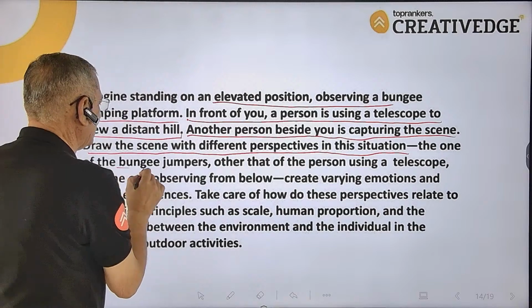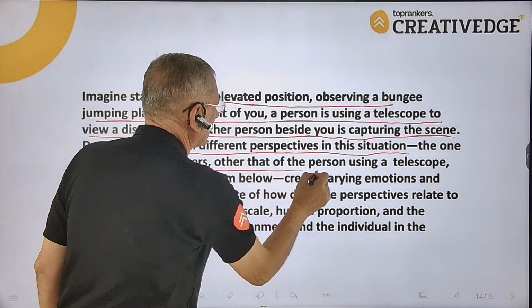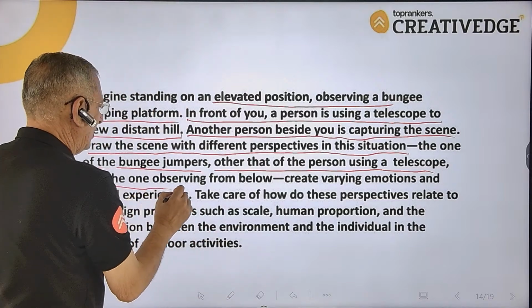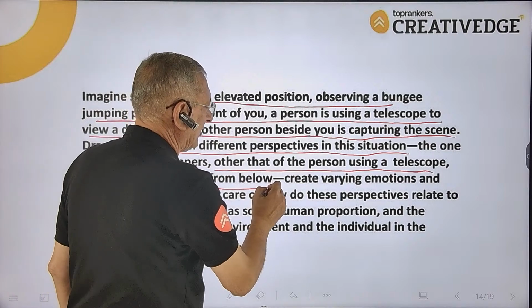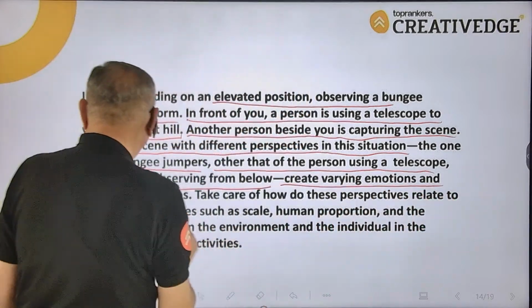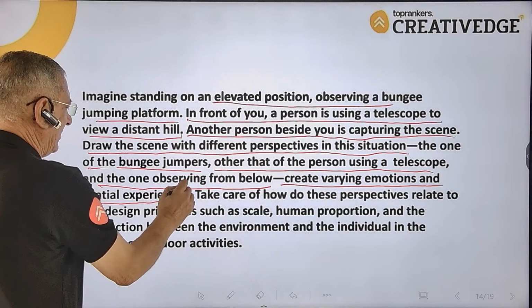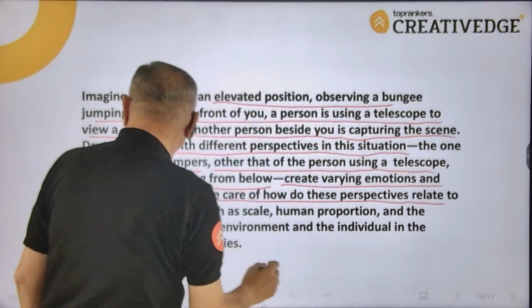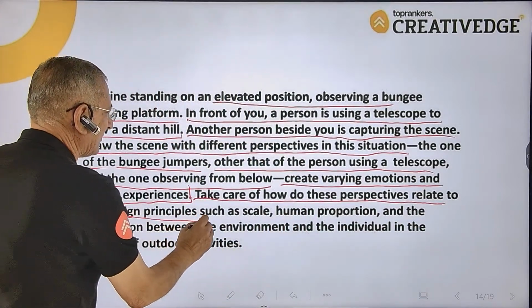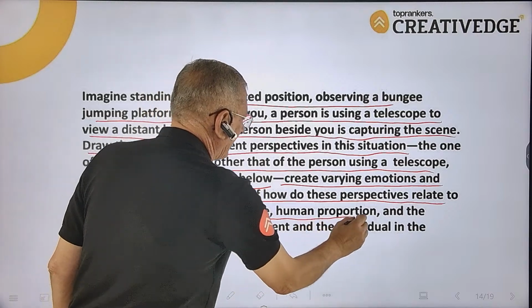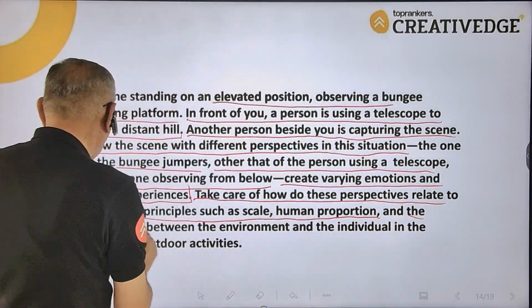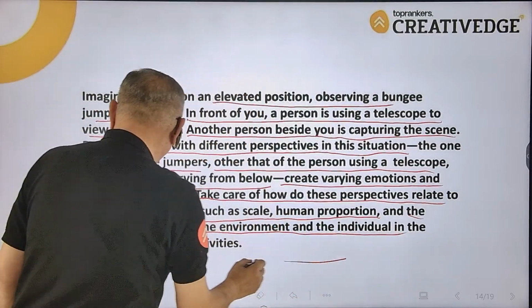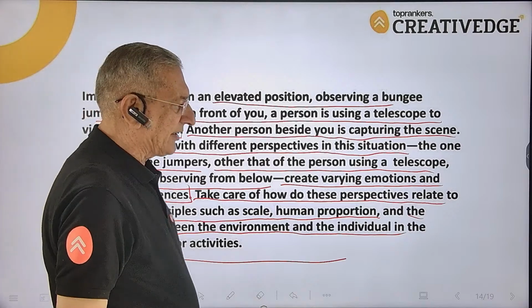The one of the bungee jumpers, the other that of the person using a telescope, and the one observing from below. Create varying emotions and spatial experiences. Take care of how these perspectives relate to the design principles such as scale, human proportion, and the interaction between the environment and the individual in the context of outdoor activities.